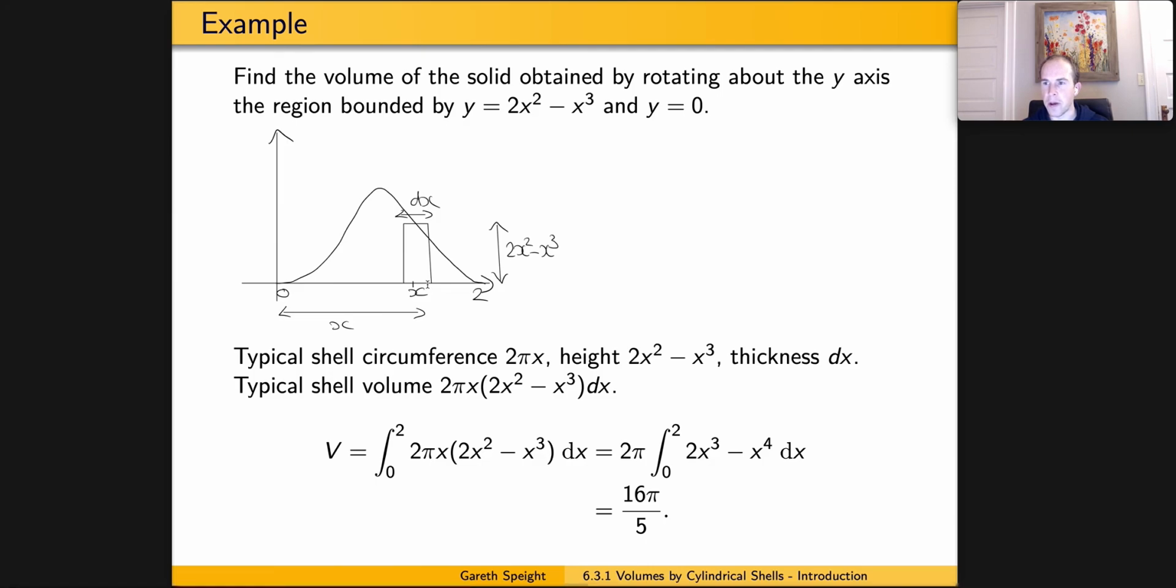And this was useful when we could not use sections. For instance, if we have y in terms of x and we can't get x in terms of y, and we want to revolve around the y-axis, then we have to use shells.